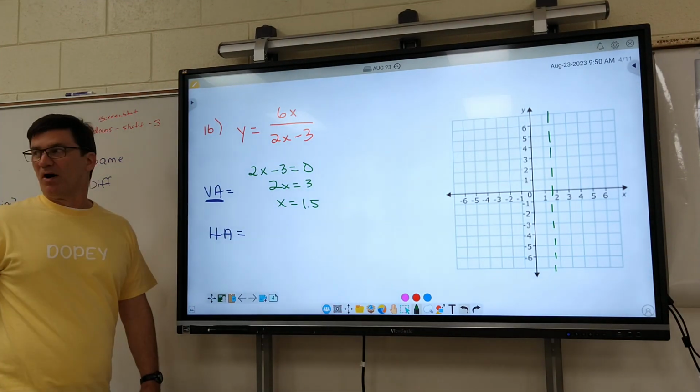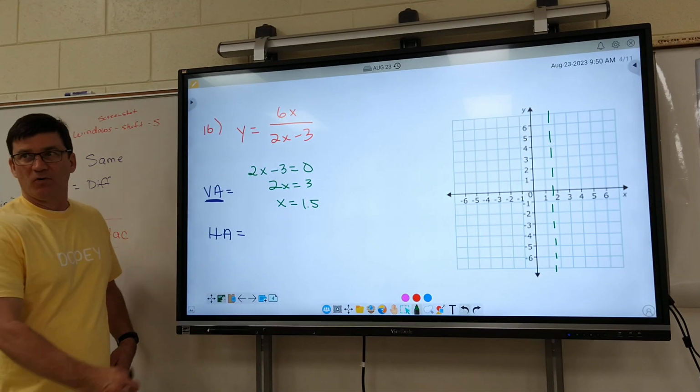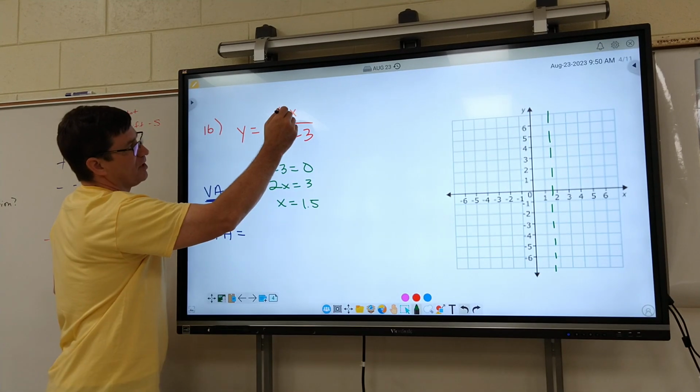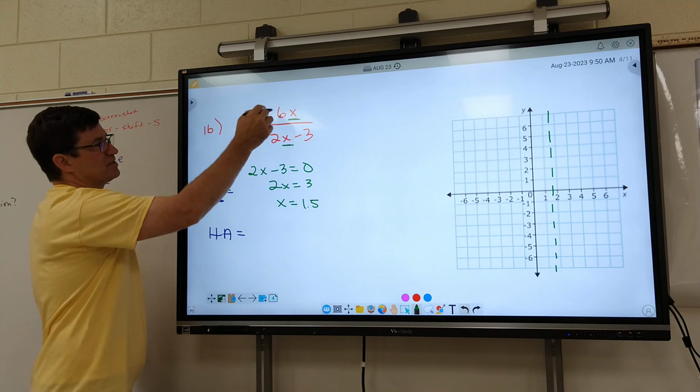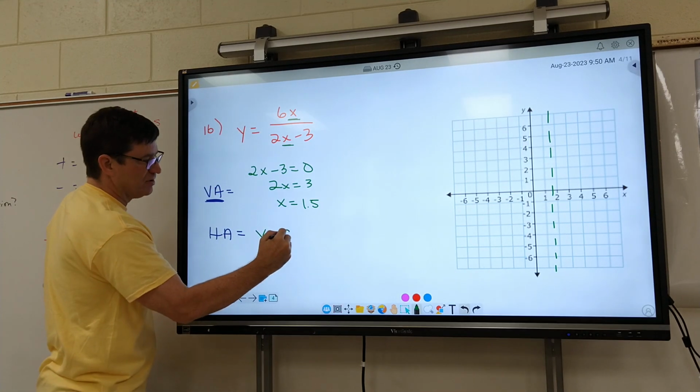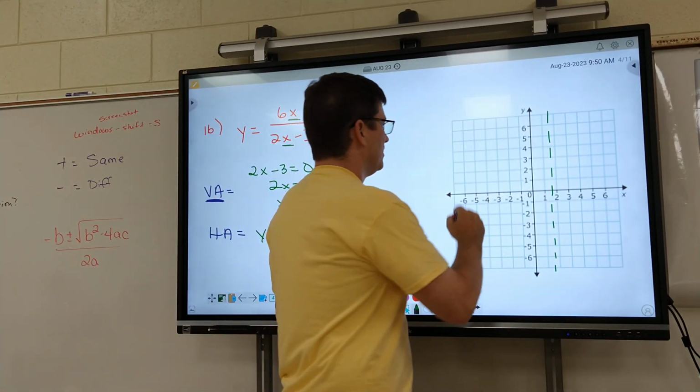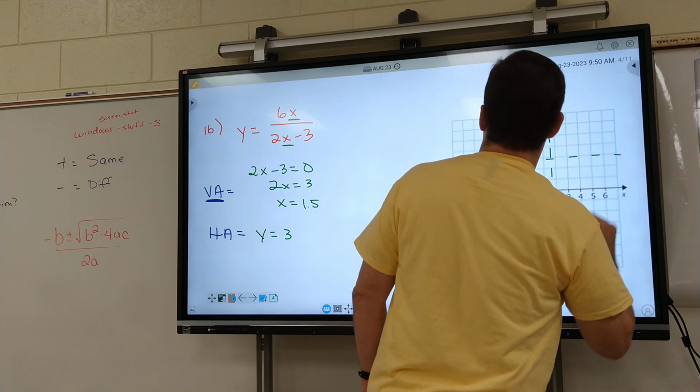All right, that's the easy part. The HA is supposed to be the hard part, the horizontal. You guys remember what to do if you got an X on top and bottom? Divide them, yeah. 6 divided by 2 is Y equals 3. So put a dotted line now at 3.